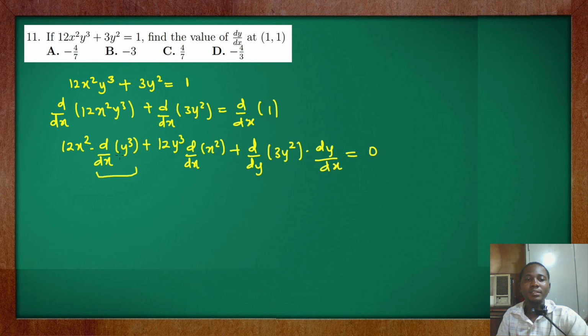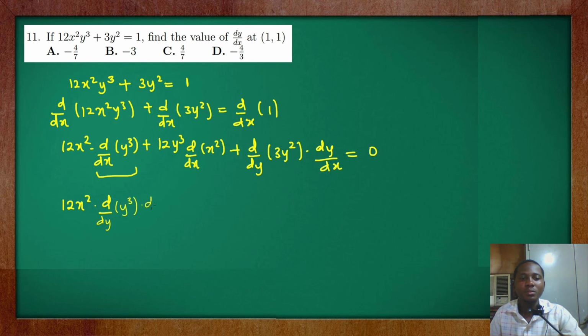So now again, I'm going to have what? x squared multiplied by, now this is y cubed, right? And you want to differentiate it with respect to x. So that means here we have d/dy of y cubed, then multiplied by dy/dx, then plus 12y cubed multiplied by, if you differentiate this with respect to x, that means you have 2x, then plus, if you differentiate this with respect to y, you are going to have 6y, because this is 3y squared, then multiply by dy/dx to be equal to 0.